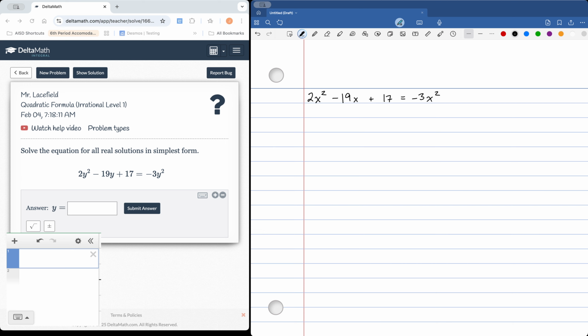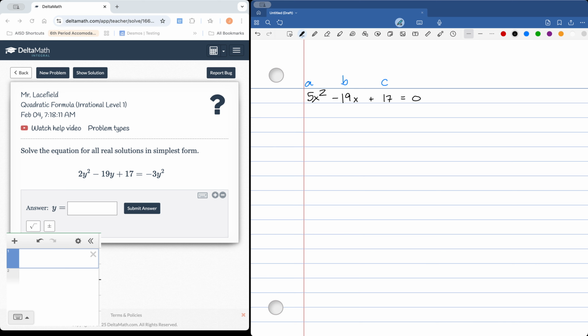What I need to do is set this to 0, so we're going to add 3x squared to both sides. So this is going to go to 0. We're going to add 3x squared to these two terms, so this is going to go to 5x squared. And now I'm going to plug this into the quadratic formula. This is your A. I'm going to turn this to blue here. So this is your A. Here's your B. Here's your C.